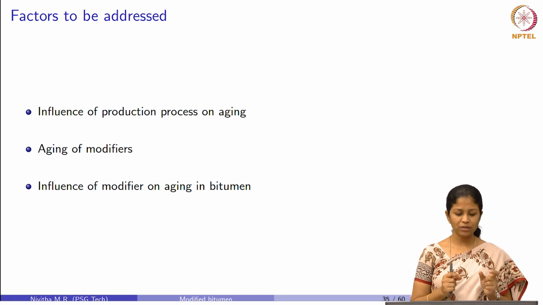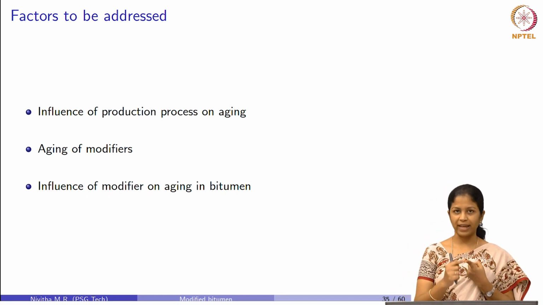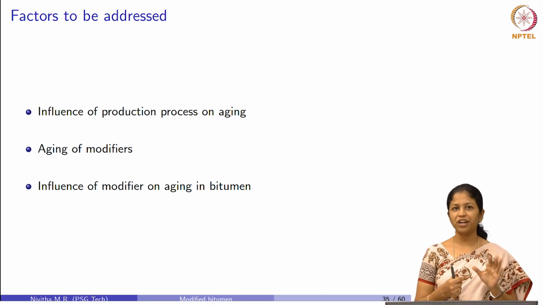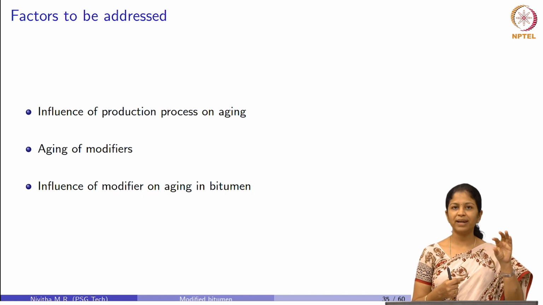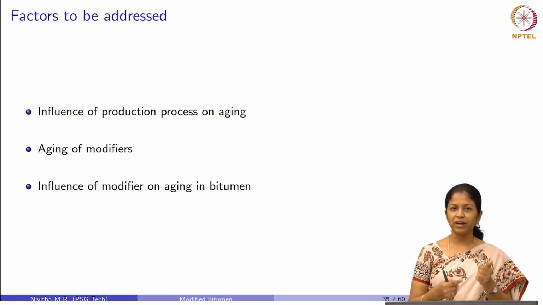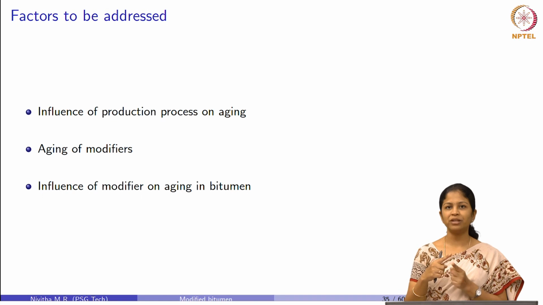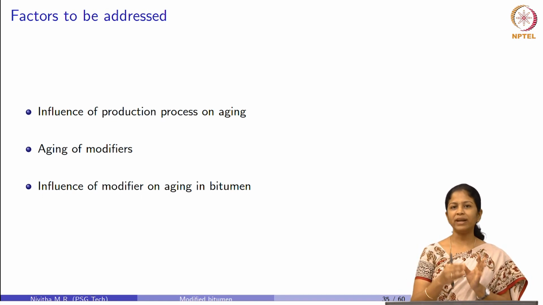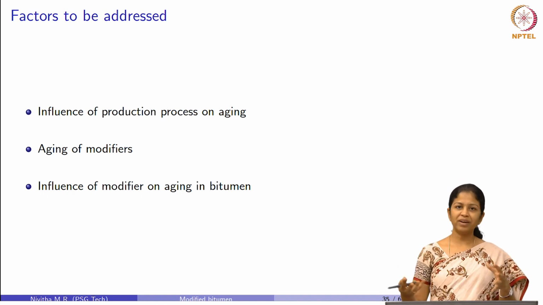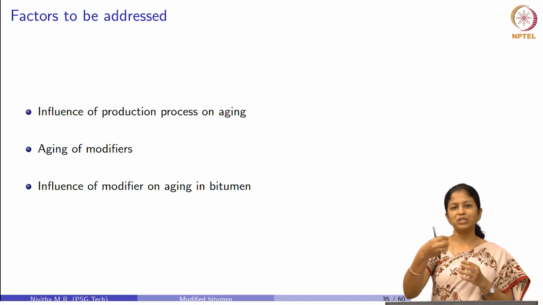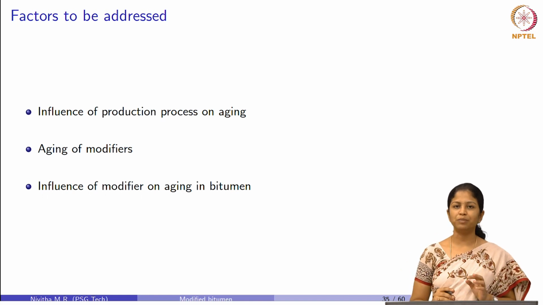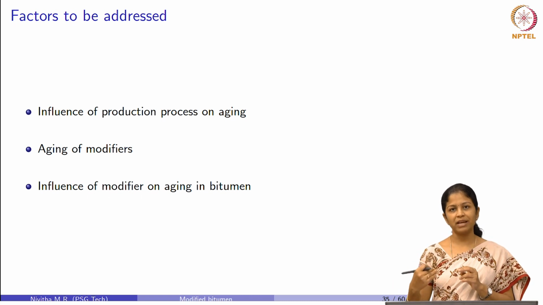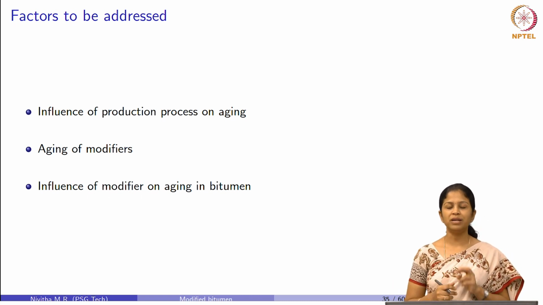So, we are going to focus on the influence of production process on aging, and then we are going to see what is the aging that happens in the modifier itself, whether there is any significant aging that happens in the modifier during our short term and long term aging process. And the third one is the influence of modifier on aging in bitumen. In the modified bitumen, we have some external substance, which is the modifier, present in the base bitumen. So, we need to see how this modifier influences the aging which happens in the base bitumen itself.